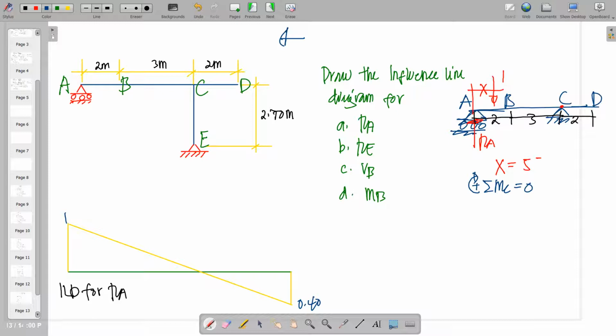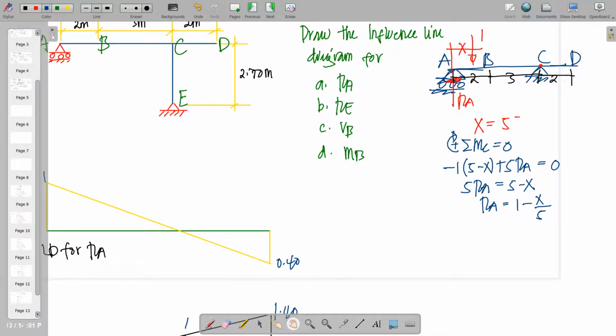We have negative 1. What is the moment arm? 5 minus x, and then plus 5 RE, and this will be equal to 0. So we maintain RE and then transpose this to the other side, becomes 5 less x. So therefore, RE will be equal to 1 minus x all over 5. So this is an equation for x less than 5.